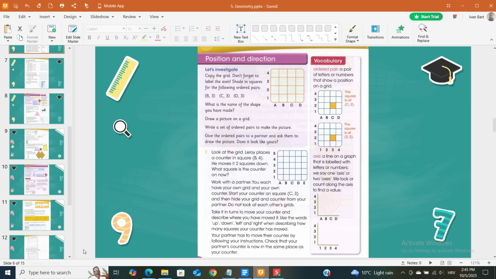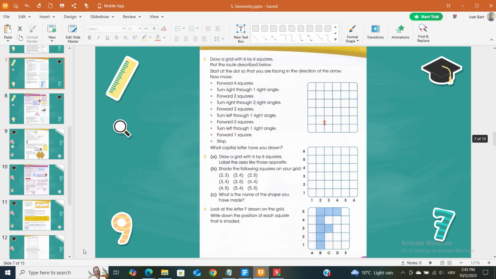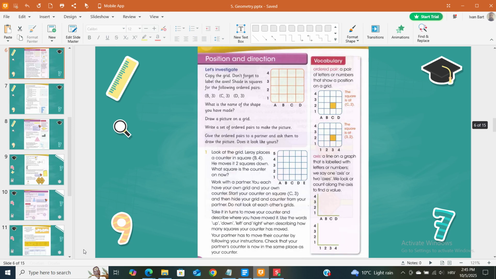Take it in turns to move your counter and describe where you have moved it. Use the words up, down, left, and right when describing how many squares your counter has moved. Your partner has to move their counter by following your instructions. Check that your partner's counter is now in the same place as your counter.